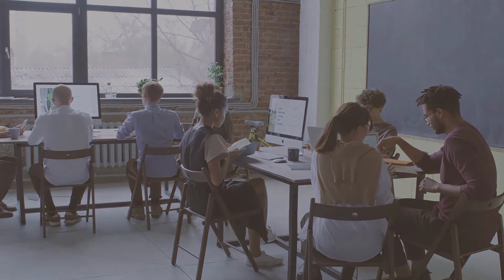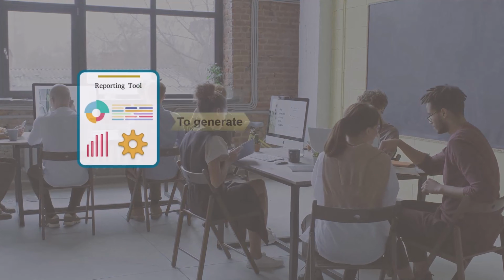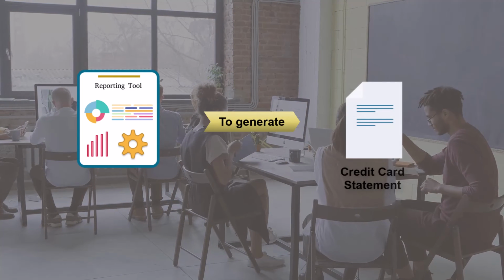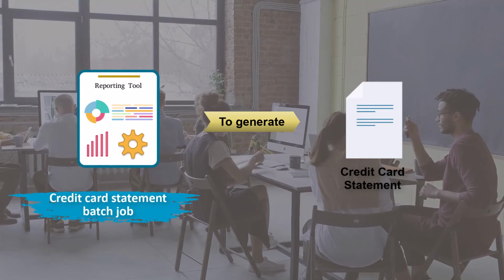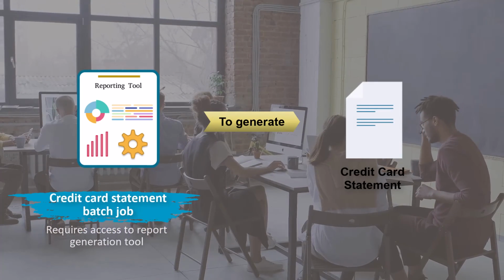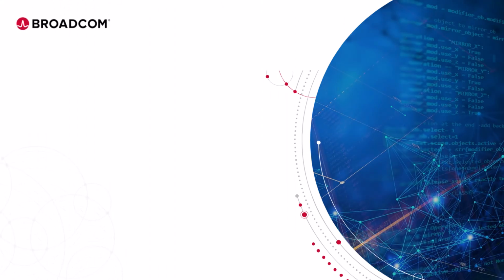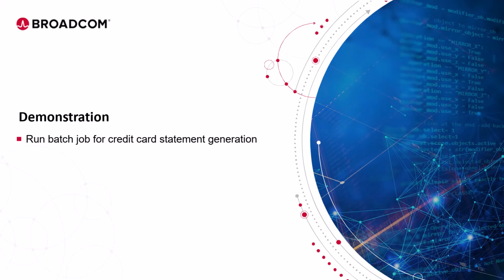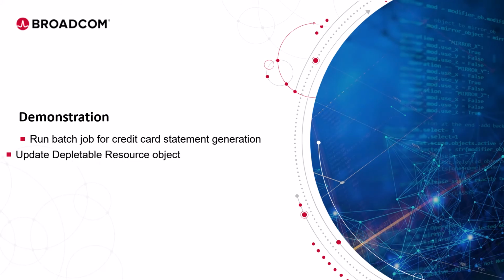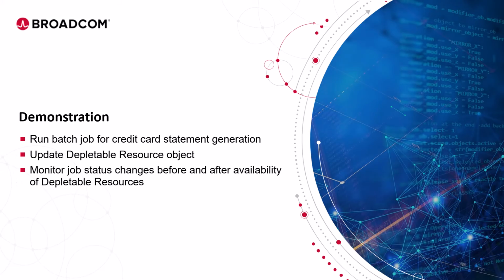The IT team decided to use the same reporting tool to generate credit card statements. The credit card statement batch job requires access to the report generation tool. Let's enter our training environment to run the batch job for credit card statement generation, to learn how to update the depletable resource object, and monitor job status changes before and after the availability of depletable resources.